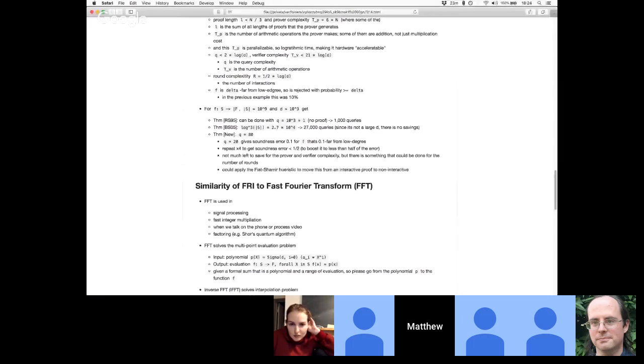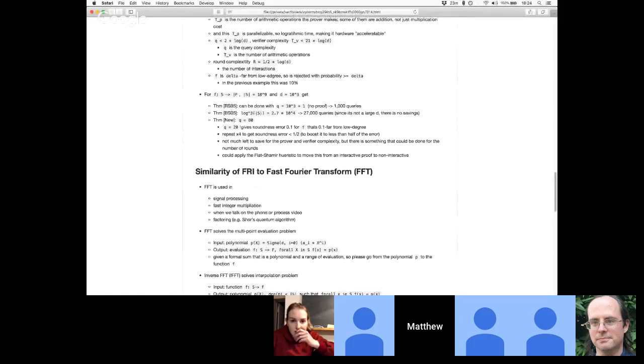Then the previous work was that, okay, you have 1,000 plus 1 or 27,000 queries, but you have a proof. And with this FRI protocol, you're going to have query 80, because you're going to have 20 queries to get this soundness error of 10%. And then you're repeating this 4 times more so that the soundness is no more than half of this farness, so this 10% farness.